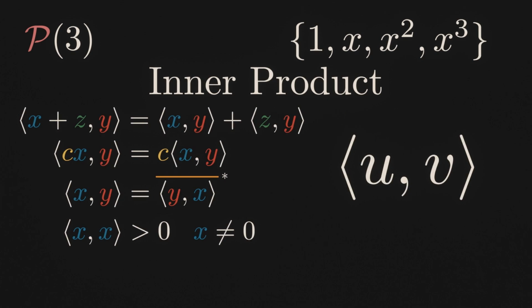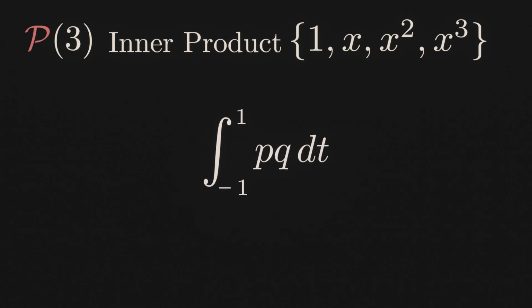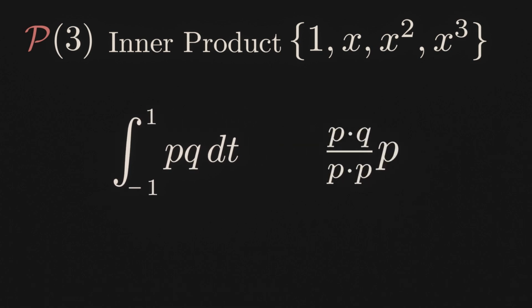Now, we need to find an inner product on the space of polynomials. One inner product we can use is for two polynomials p and q. We will have the inner product be the integral of their product from -1 to 1. Feel free to check that this satisfies the properties we discussed previously. Now, for our projection formula, we will replace the dot product with the inner product. Using this, we will be able to orthogonalize our basis.